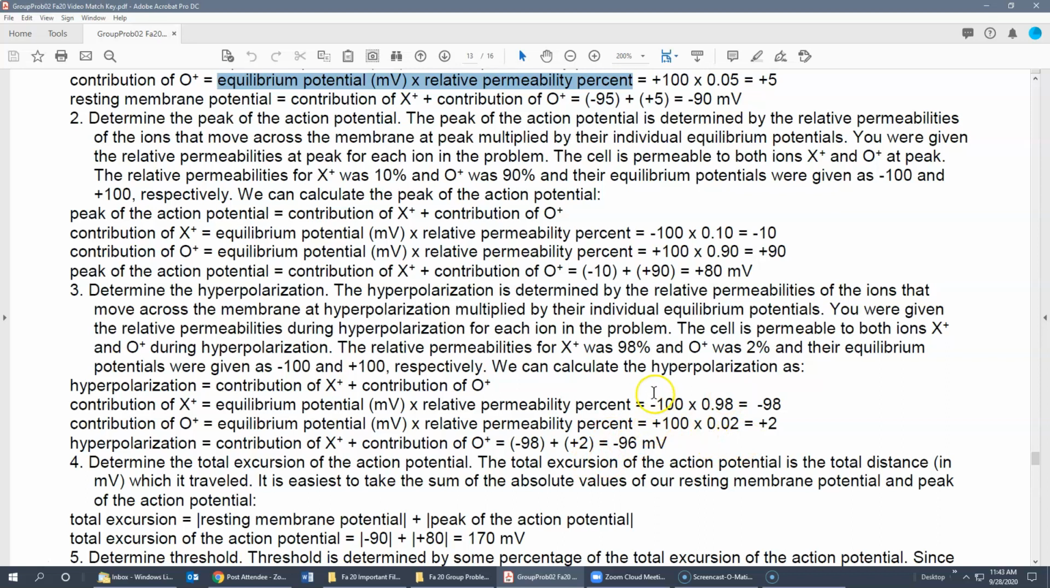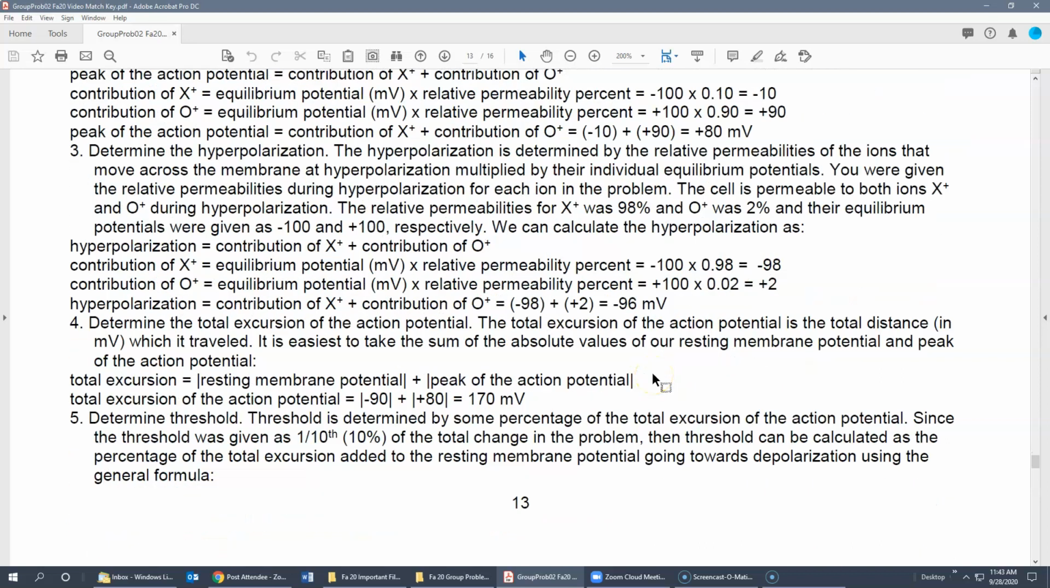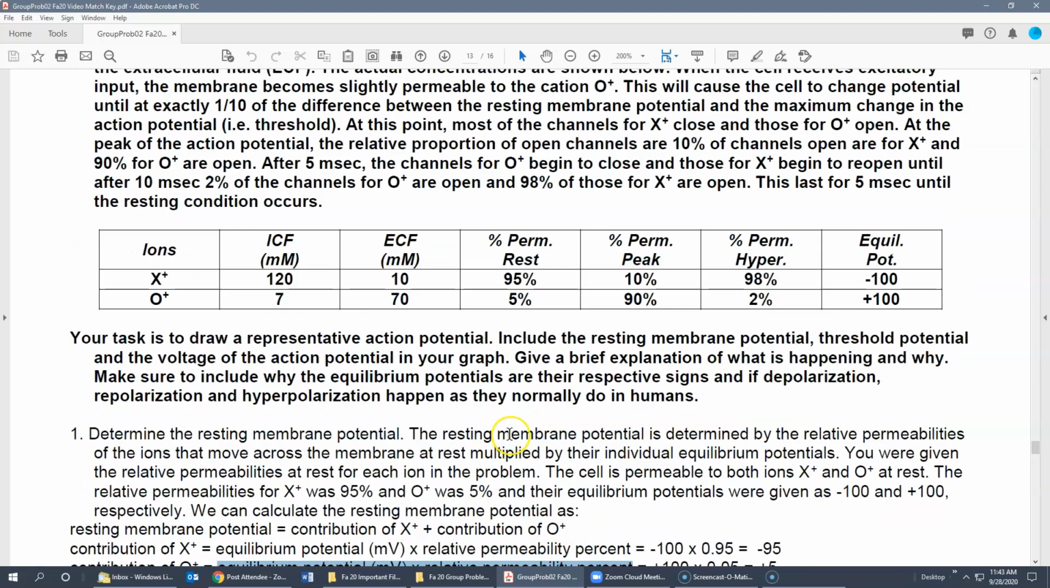Remember to keep the signs, plus and minus, so you don't accidentally drop a sign. Then it asks you to use the numbers that we had before to figure out the threshold. First thing you do is figure out the total excursion by taking the absolute value of rest and peak. So we get minus 90 plus 80. You ignore the signs, and that's 170 millivolts. You determine the threshold. Again, the threshold percentage.